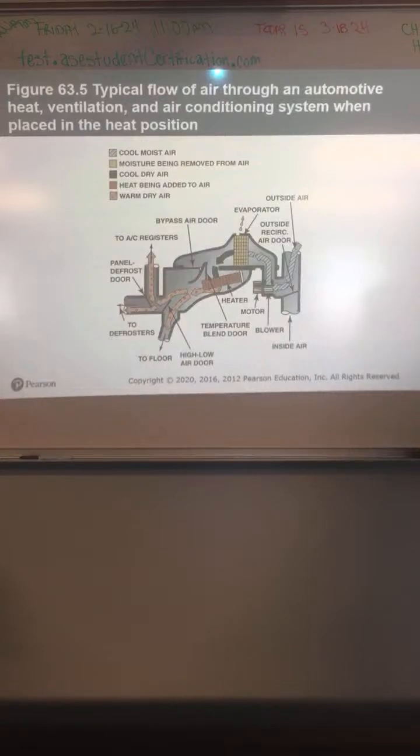Did you ever charge an air conditioning system with just the cans that you buy in the store? As the refrigerant goes into the system, that can will actually freeze up.